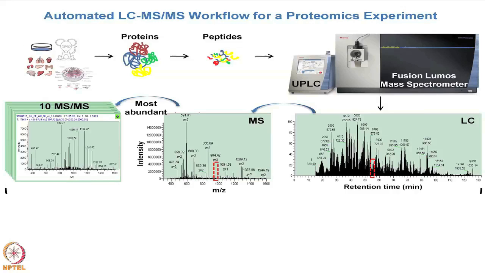You'll measure the masses of all of the peptides that are present, and then you will very quickly collect some number of MS-MS spectra. A common number to do now is 10. It will take the 10 biggest things that were observed in this MS scan and do MS-MS on them. Today, a cycle like this can happen in a second.